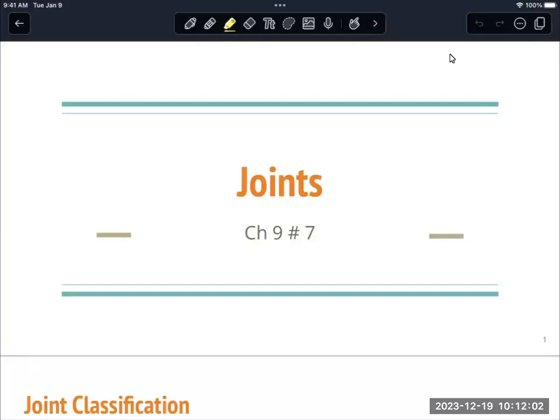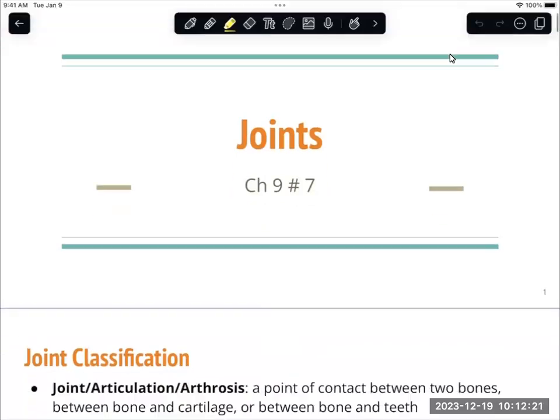Hello. Today we're going to talk about Chapter 9, Joints. We're going to look at what makes up a joint, how different joints move, and then we'll look into some of the different joints throughout the body. We will check out the rest of them in lab.